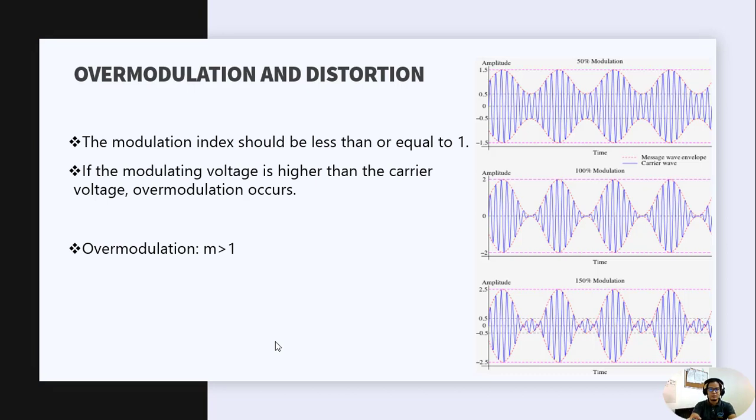This is what happens kapag Vm is greater than Vc. Of course, if Vm is greater than Vc, it is obvious that the modulation index will be greater than 1.